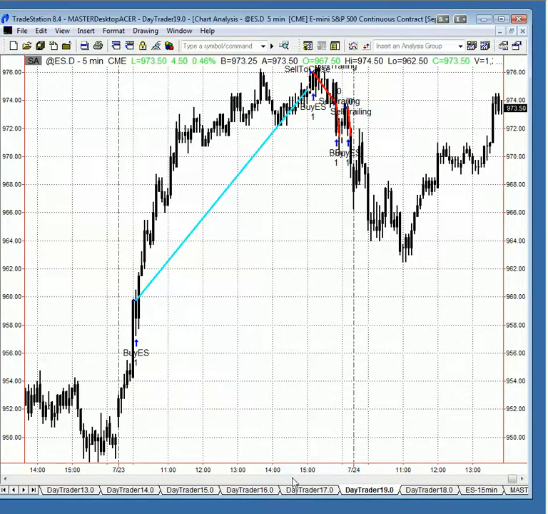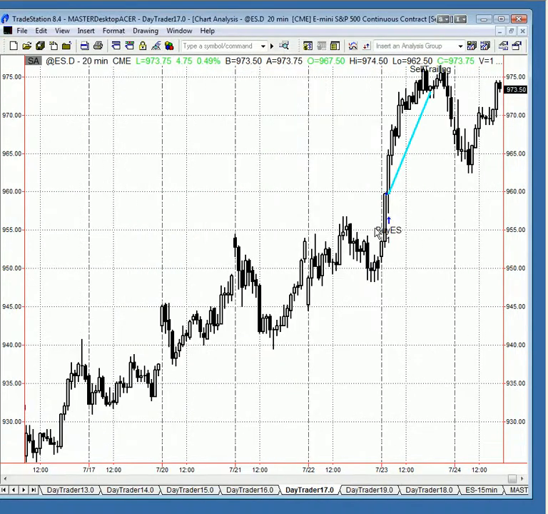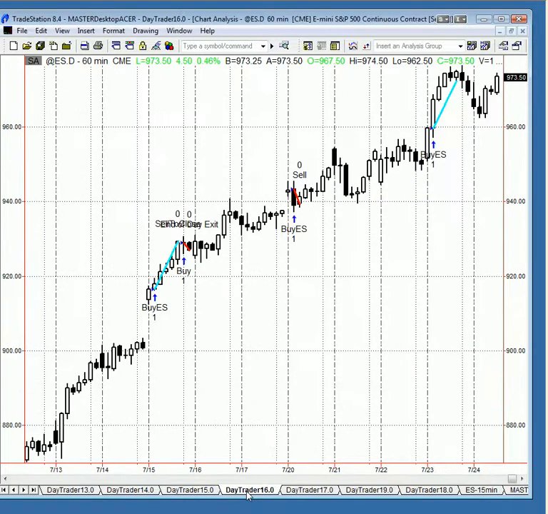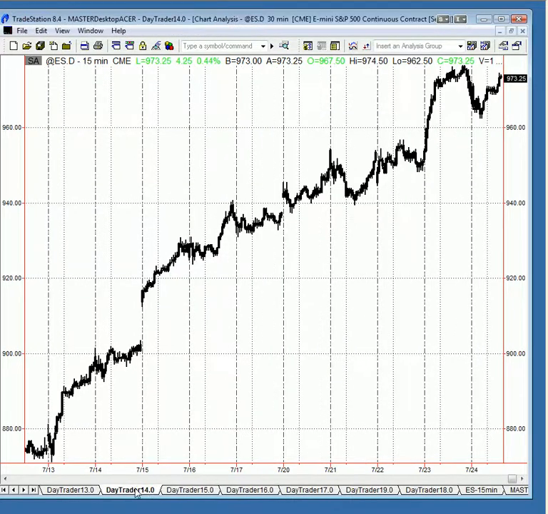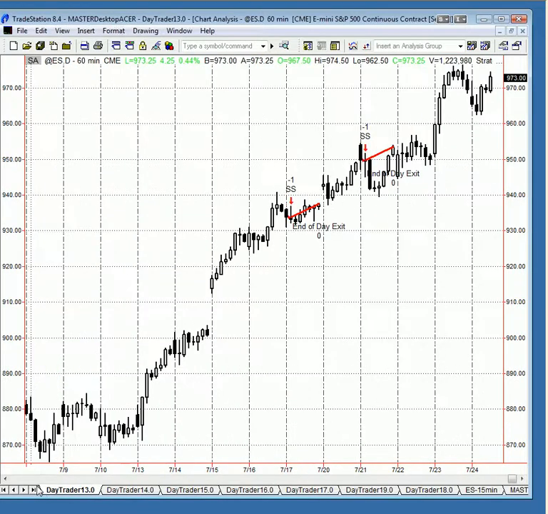This is a 5-minute chart. Very impressive system, catching almost the whole of the move yesterday. Day trader 17. This is actually a 20-minute chart. Totally non-correlated, also catching the moves. A lot of our stuff is geared towards obviously catching the whole of these moves and getting out, as you can see right here, before the market corrects.